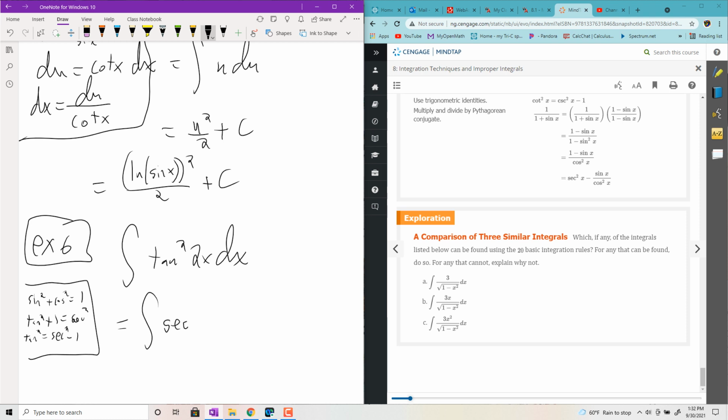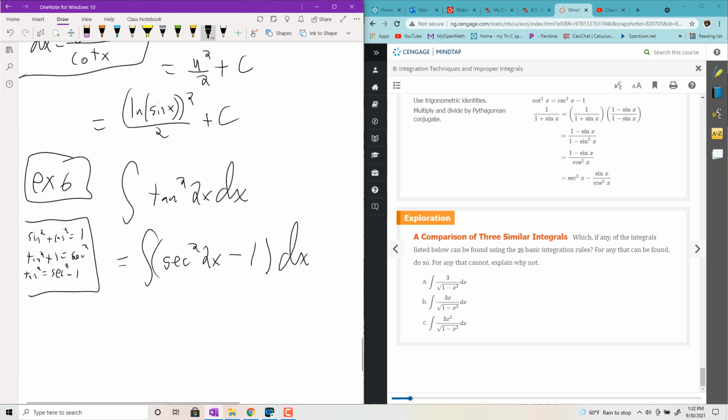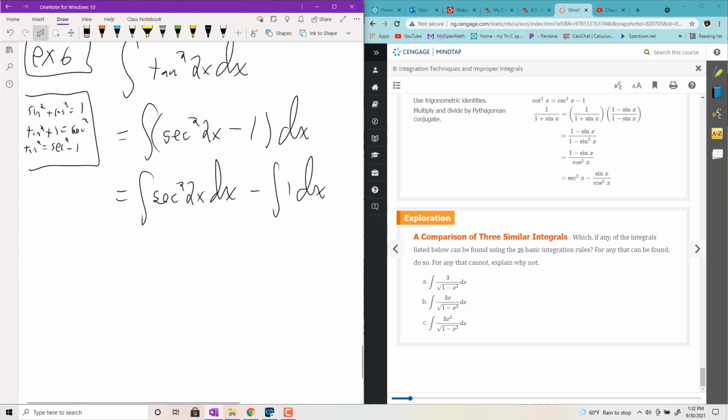So this is going to be secant squared 2x minus 1 dx. You can split it into two integrals if you prefer: the integral of secant squared 2x dx minus the integral of 1 dx. And then the integral of secant squared 2x is just going to be tan of 2x over 2. You could do a u sub, but that's it. And then minus x plus c.